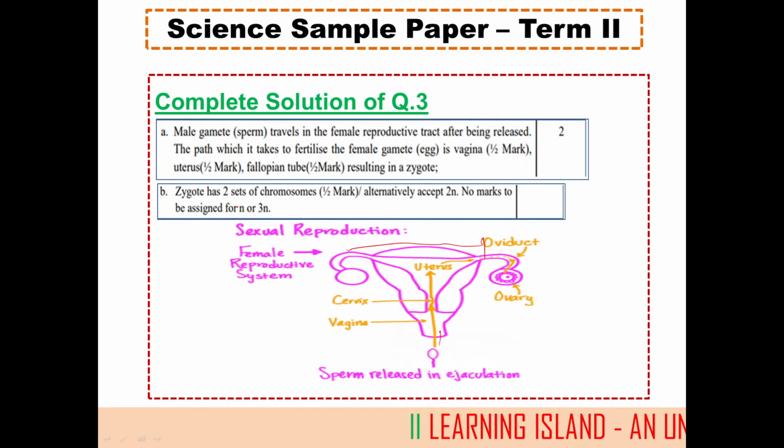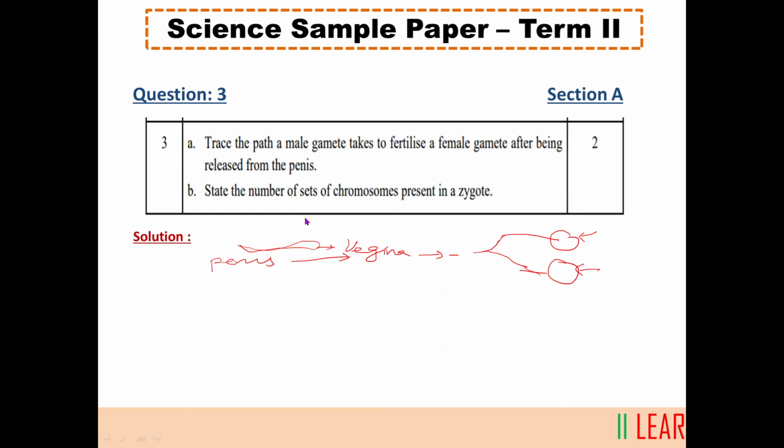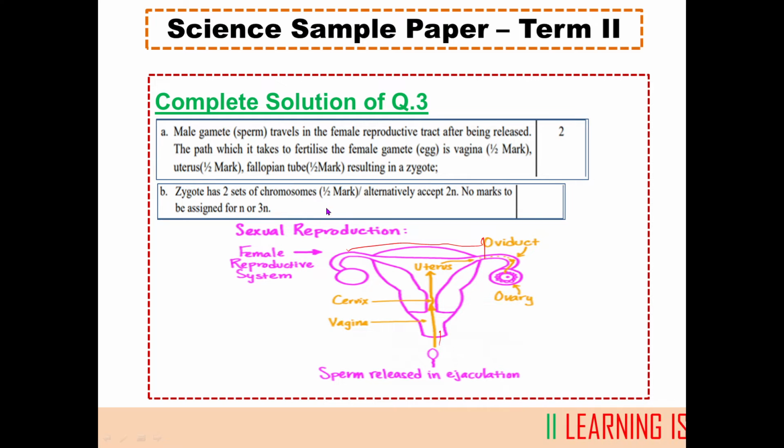So what was the second question? The second question was: state the number of sets of chromosomes present in the zygote. The zygote is always diploid, so there will be 2n, because n comes from the male and n comes from the female, and when they combine after fertilization, it gets 2n. It is diploid. So hope you got this answer, and the answer is written here clearly. Also see how the marks are distributed. This part you will get half, this part you will get half, this part you will get half. So in every question there will be part marks. It is clear. Now go to the next question.